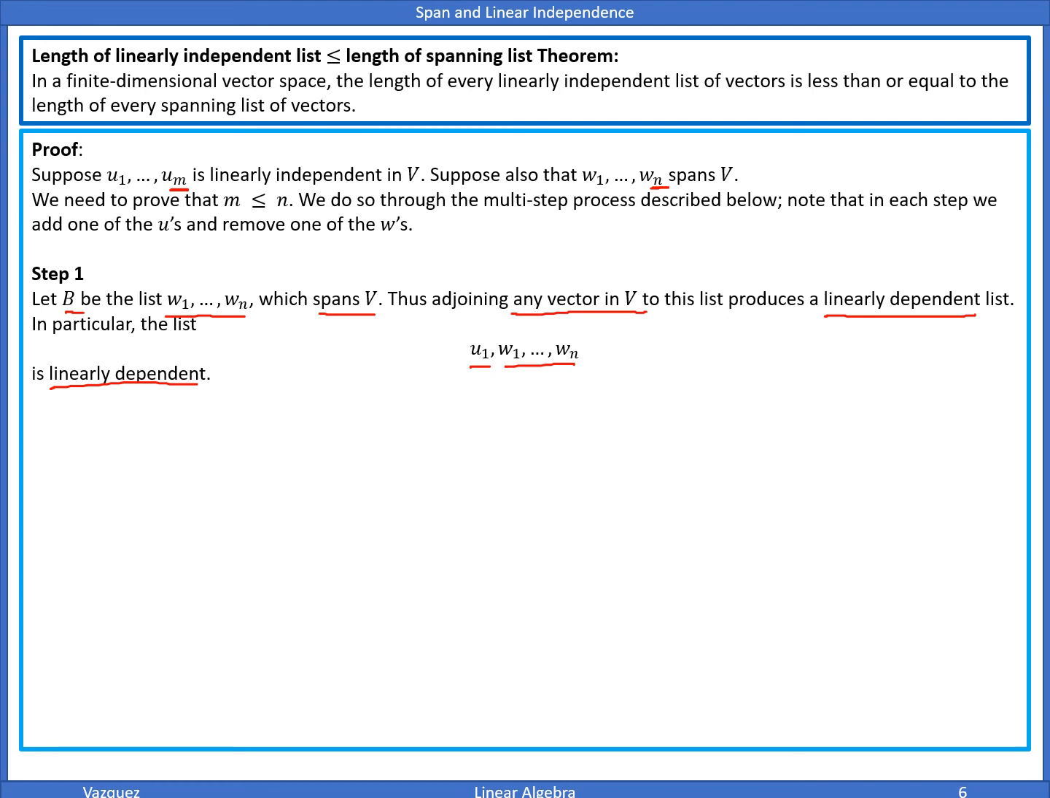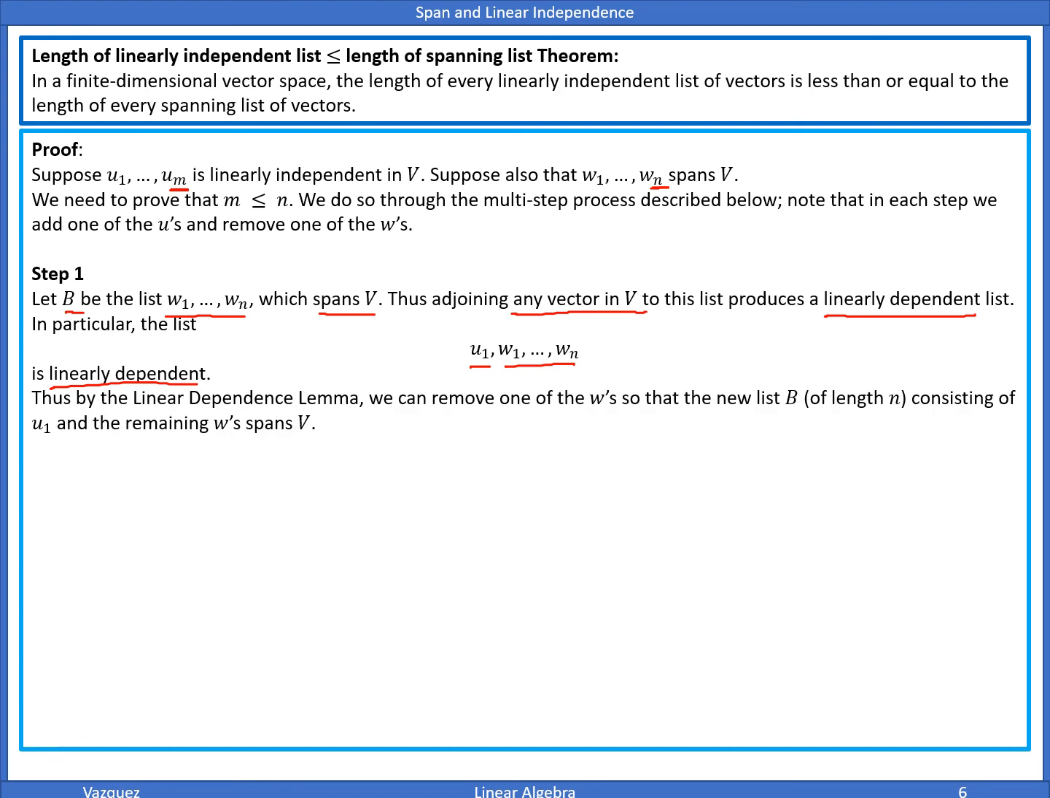And by the linear dependence lemma that we just went over last slide, we can remove one of the w's so that the new list B of length n, so this here is of length n plus 1. But if we remove one of the w's somewhere in here, w1 through wn, we can remove one of the w's so that the new list B of length n, consisting of u1 and the remaining w's, spans V, right?